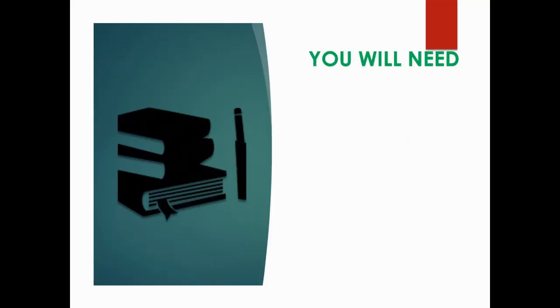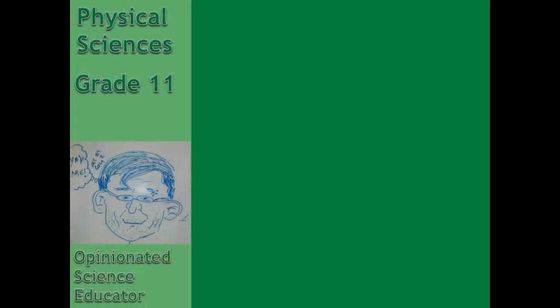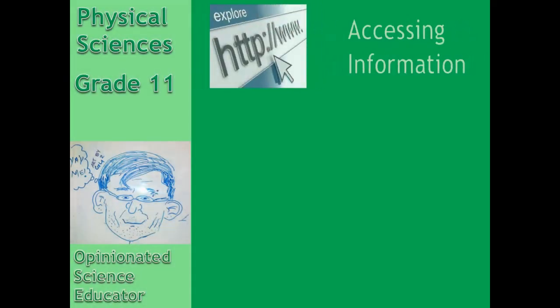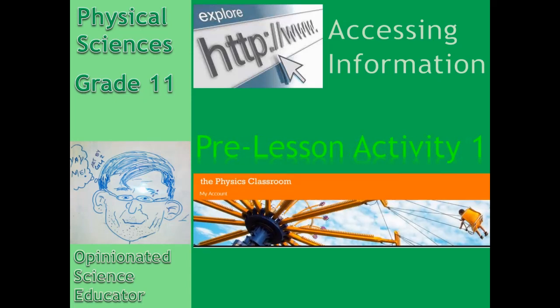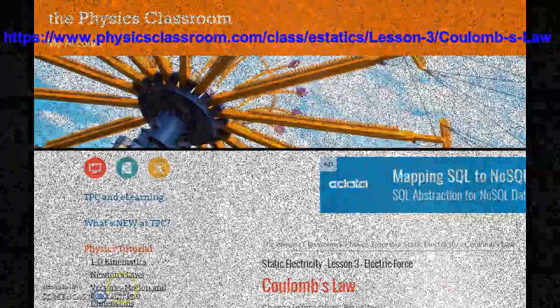You will need a notebook to write in, pens to take notes, a calculator, highlighters to emphasize important things, and a quiet space to work in. For the first pre-lesson activity, you need to access information by going to the physics classroom. Here's the website. I will post the link for you now.